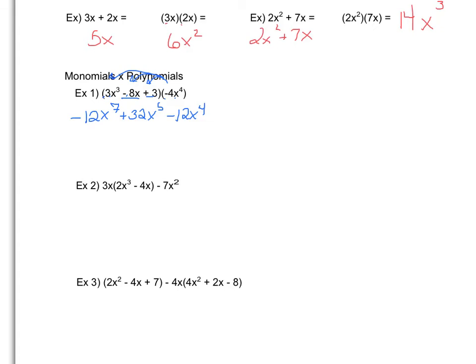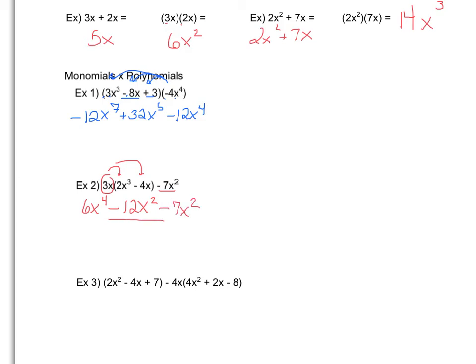Looking at the next example, same thing, I check. I cannot combine anything inside my parentheses. Since this 3 is directly outside of it, I can distribute it in. 3x times 2x cubed is 6x to the fourth. Minus 3x times 4x. 3 times 4 is 12. x times x, remember, is going to be x squared. This is not inside the parentheses, so I do not distribute to that. It just drops down.